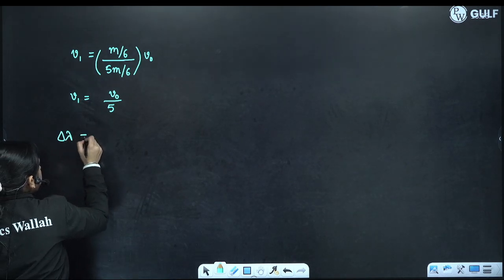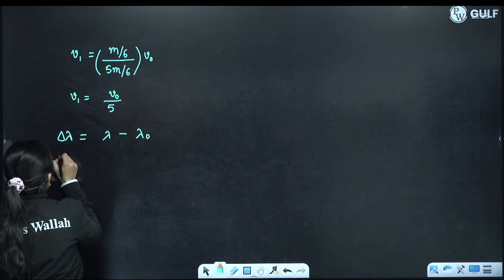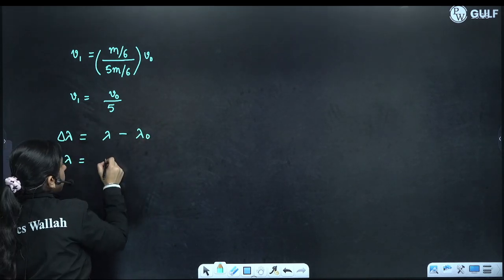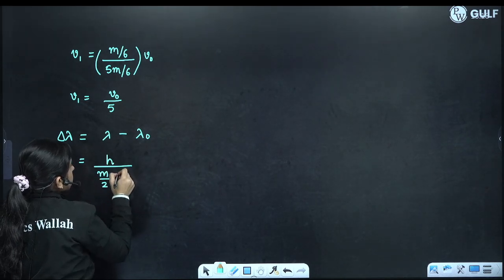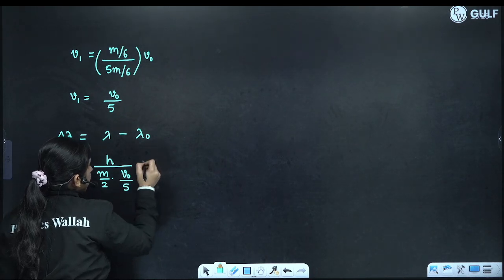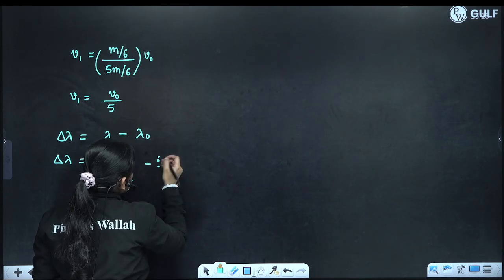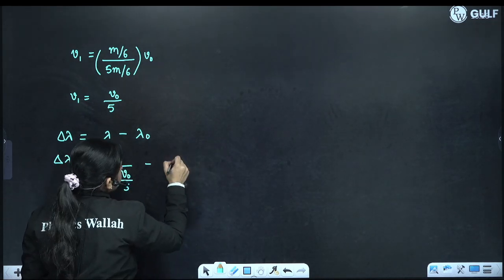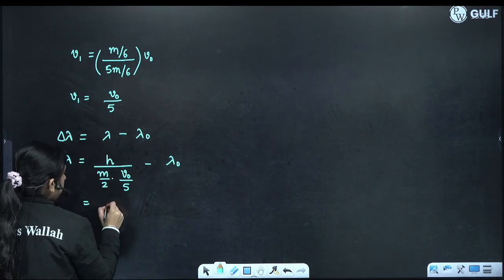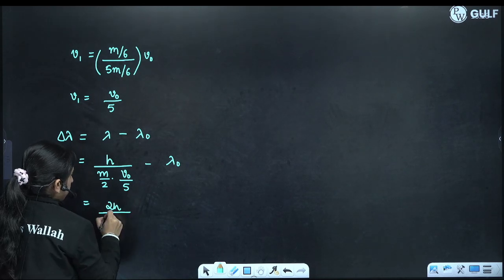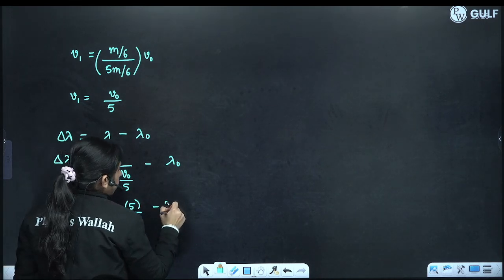Now delta lambda is equal to lambda minus lambda naught. So delta lambda, now what is lambda? It will be h by mv. So m by 2 is the mass, v naught by 5, minus lambda naught, we can say it as lambda naught only. So substituting, this will become 2h by mv naught into 5 minus lambda naught.